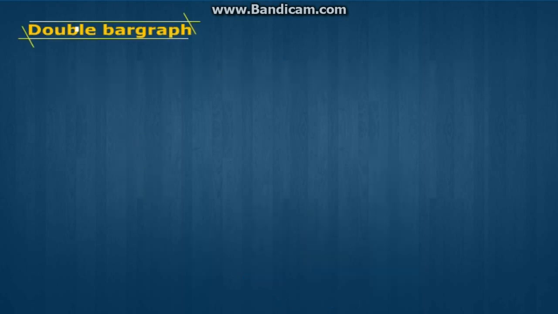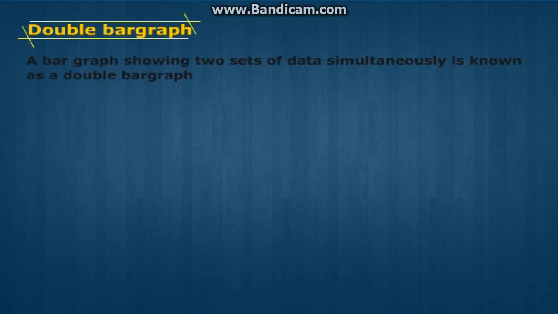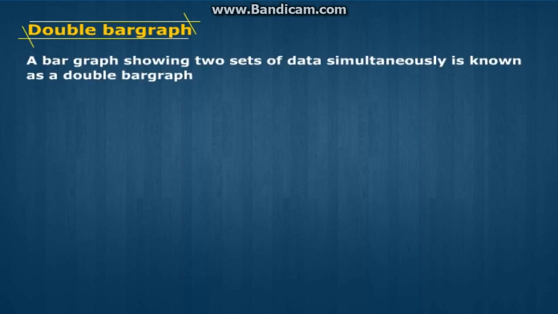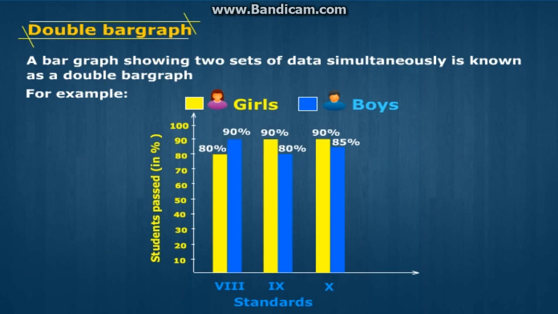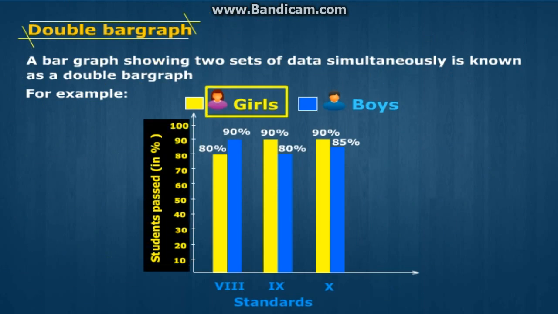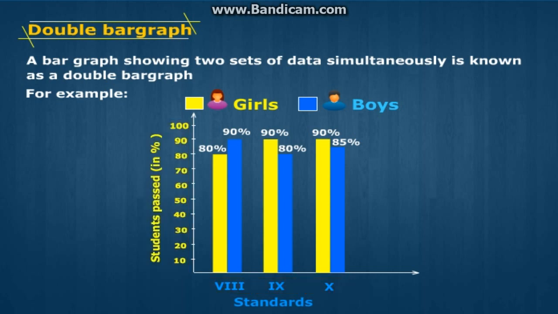The next type is double bar graph. A bar graph, showing two sets of data simultaneously, is known as a double bar graph. For example, this graph gives us the percentage of girls and boys passed in class 8th, 9th, and 10th. The double bar graph is useful for the comparison of data. For example, in class 8th, the percentage of girls passed is 80%, and boys is 90%.